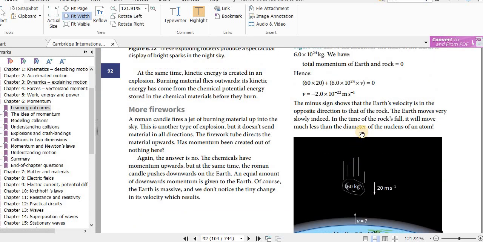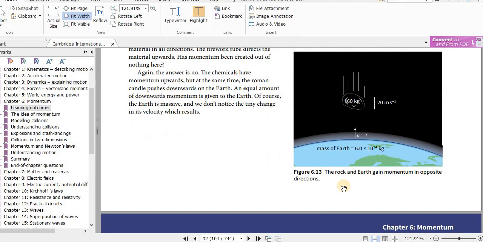So you can see it moves, but this is a very small value, and that's why they say the earth moves very slowly indeed. In the time of the rock's fall, it will move much less than the diameter of the nucleus of an atom, because the earth is massive. This is only 60 kilograms.